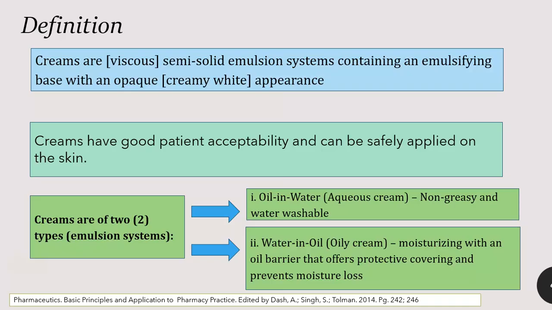What are creams? Creams are viscous, semi-solid emulsion systems containing an emulsifying base with an opaque appearance, normally a creamy white, fluffy cream. Creams have good patient acceptability and can be safely applied to the skin. There are two types of creams, two types of emulsion system. Oil in water, which is like your aqueous cream. These are non-greasy and easily washed from the skin.